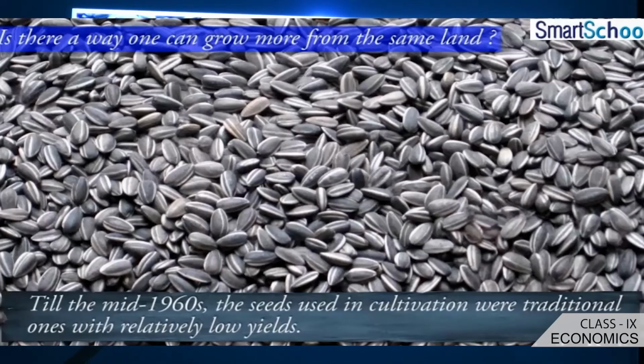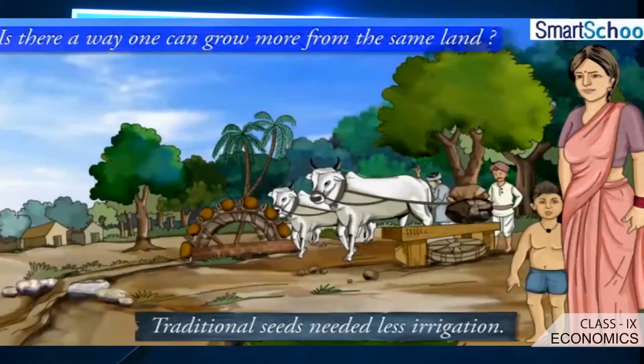Here, what input are we using? Very, very important, that is HYV seeds. See, instead of traditional seeds, we needed less irrigation, less chemical fertilizers, and no need of even chemical fertilizers. We can do that with the help of manure. So manure, less irrigation, traditional seeds. All of you note it down.